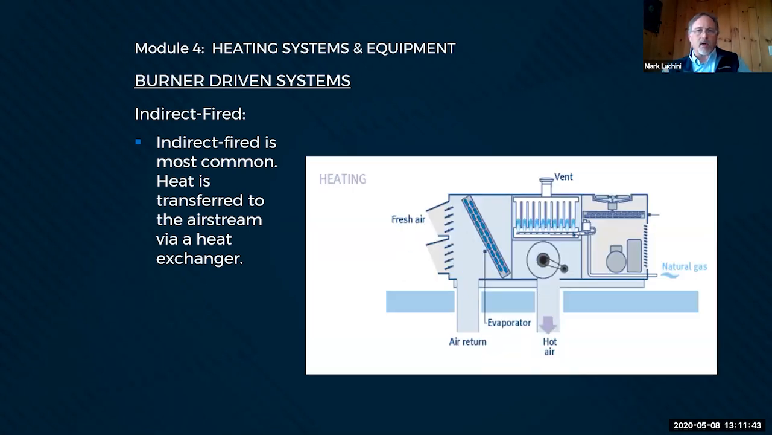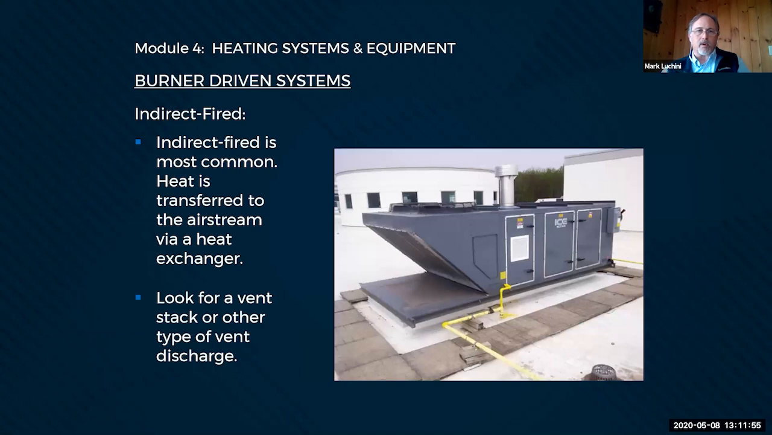This gives you an idea what it might look like in a rooftop unit. Going through an indirect heater on the top. How do I know it's an indirect heater? It's got a vent on it. Okay. So if you're up on a roof and you're looking at something, if it has a chimney coming off the top, it's definitely an indirect heater.